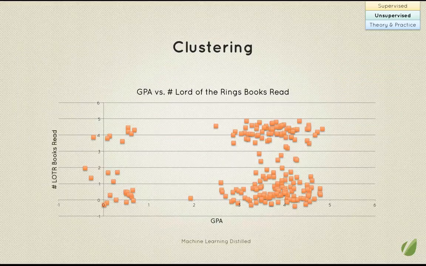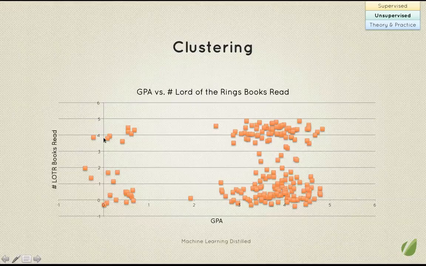First, let's look at an example of clustering. Imagine we have this data that plots GPA along the x-axis and number of the Lord of the Rings books read along the y-axis. And I've added a little bit of randomness to this so that all the data points aren't right on top of each other. How would you divide this data into groups or clusters? How many clusters should there be? Well, let's just start with 2. If you could break this into 2 groups, what would that look like?